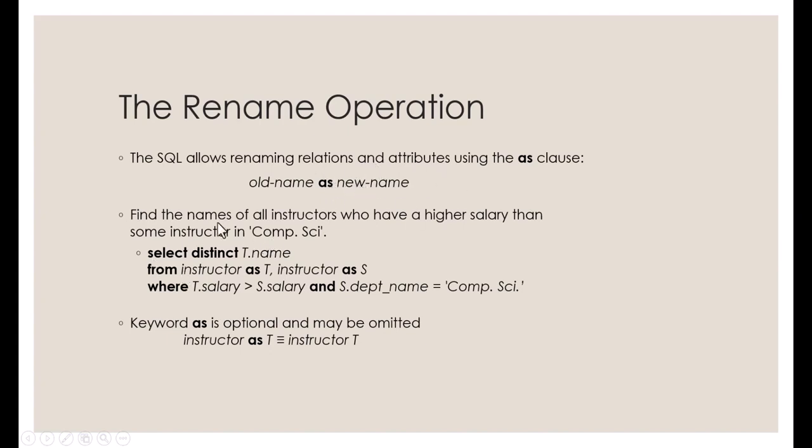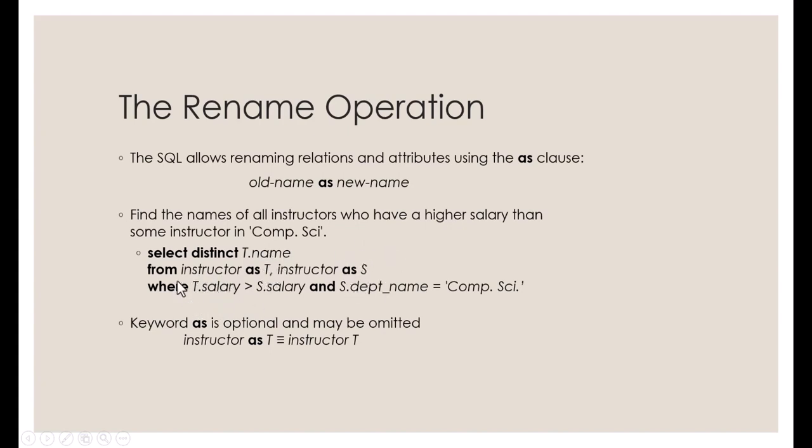Here I'm doing select distinct T.name from instructor as T, instructor as S. So we are doing a Cartesian product between instructor and instructor, because we're comparing their salary. We want to find all the instructors who have a higher salary than some instructor from computer science. So we're doing a Cartesian product between the two tables, instructor and instructor. We want to be able to distinguish them, so we're going to rename these to be called T for the first one and S for the second one.